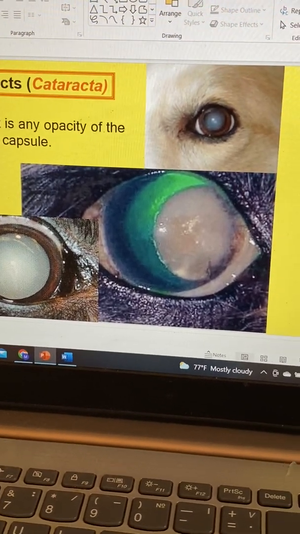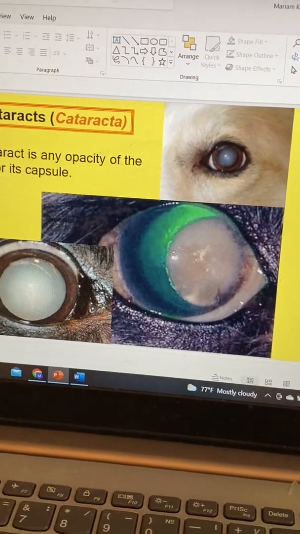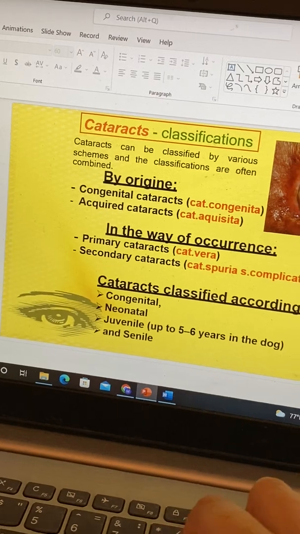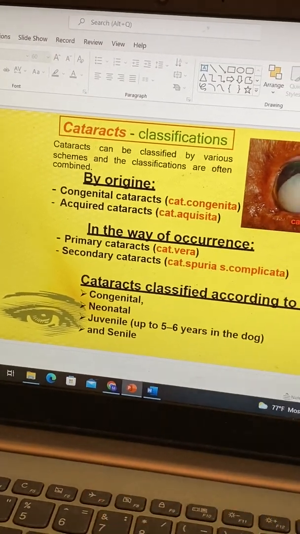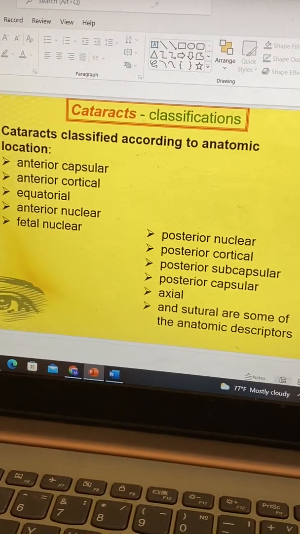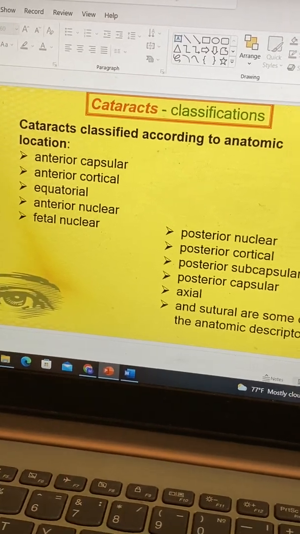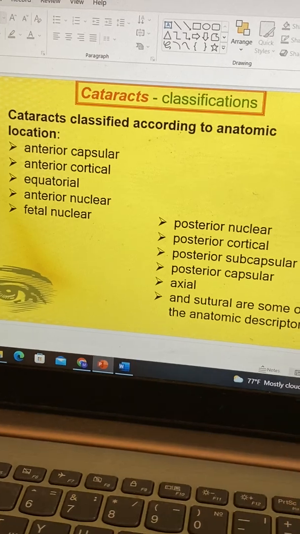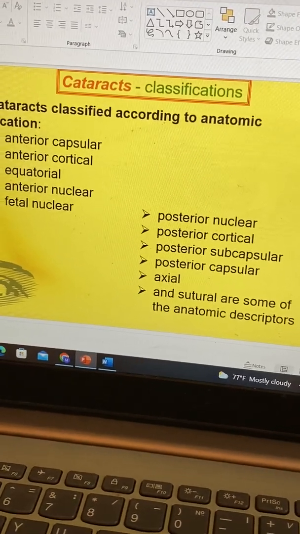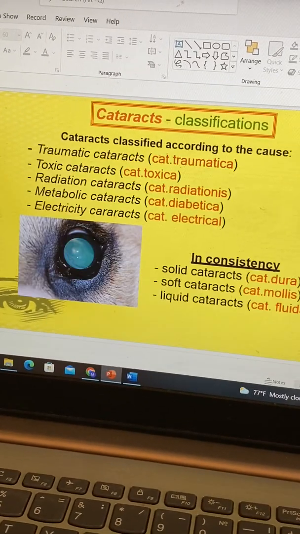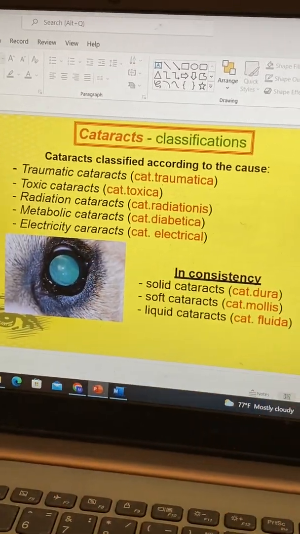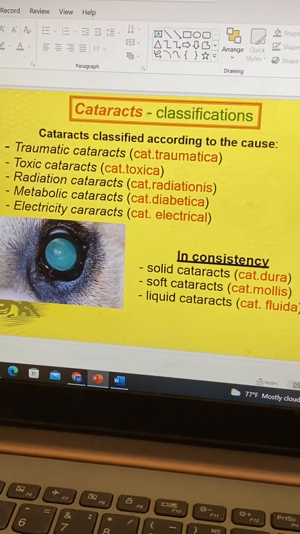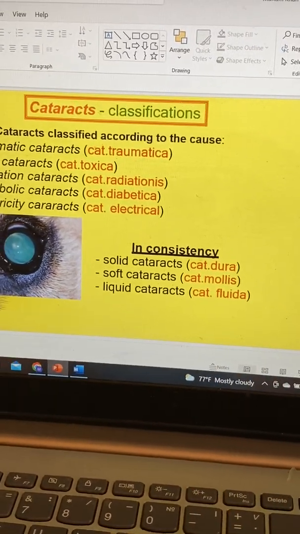Age. So for example, there are different categories. I think they mentioned them here. Yeah, so congenital, neonatal, juvenile, and senile. Juvenile always means 5 to 6 years old. So like, let's say normal aged dog, where you won't be worried if it's too young or too old. Anatomic location, I won't say all of these, but axial is an example given. We also have cause, like trauma, so we'll call them traumatic cataracts. There's consistency, so if it's solid, soft, liquid, mentioned here.